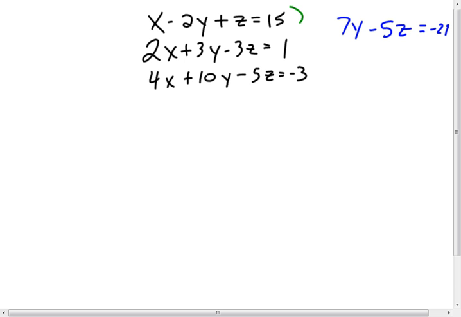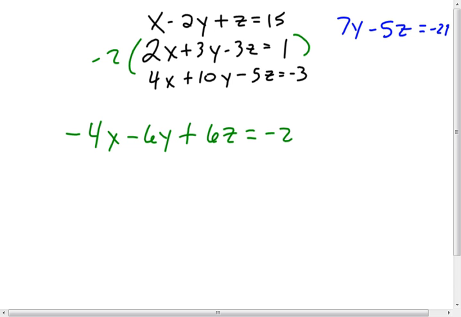And the same concept as the first, we have to eliminate the x variable. So in this case, we use the second and third equations, and I'll multiply the middle equation by the same as the first one, -2. So let's rewrite it below. -4x minus 6y plus 6z is equal to -2. And then rewrite the second one, 4x plus 10y minus 5z is equal to -3.